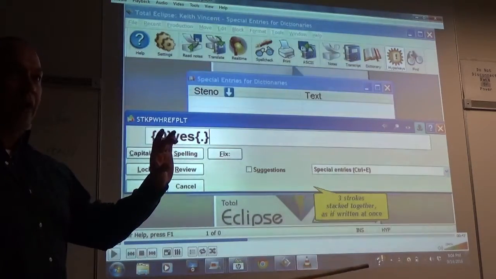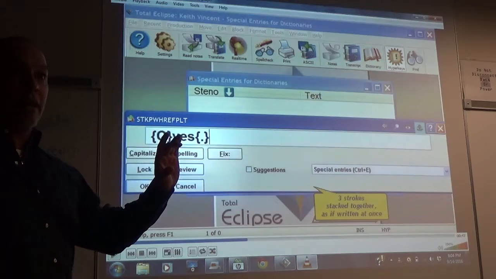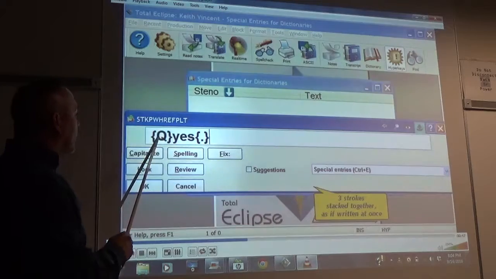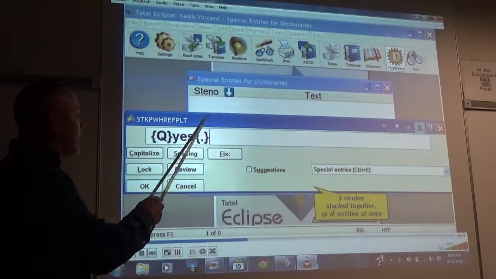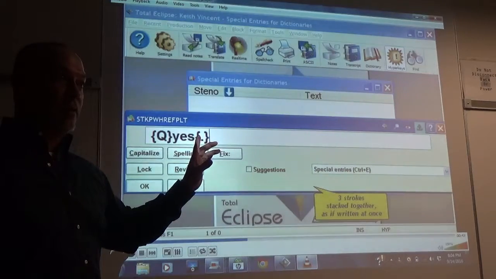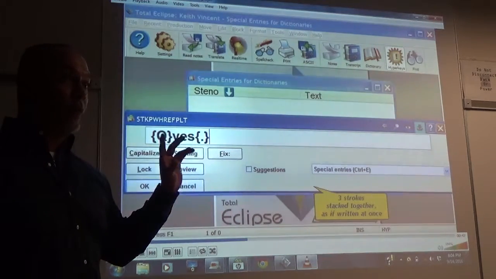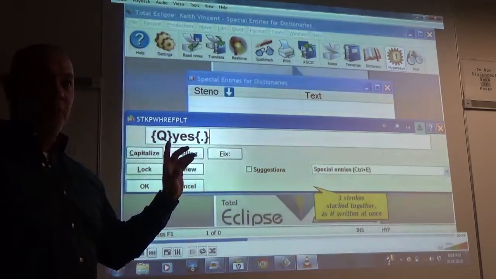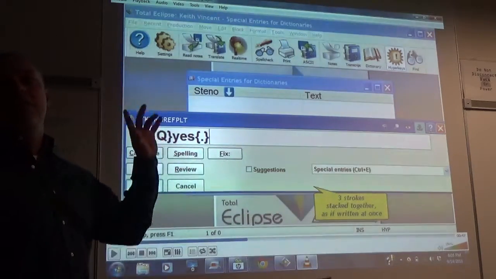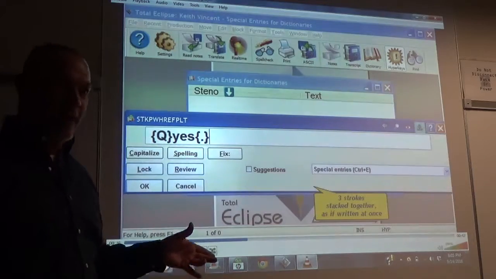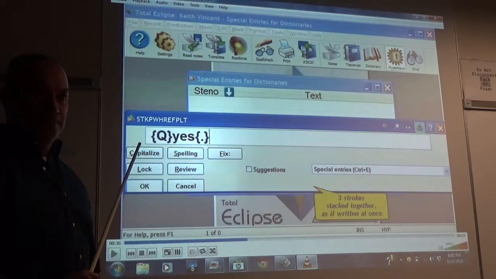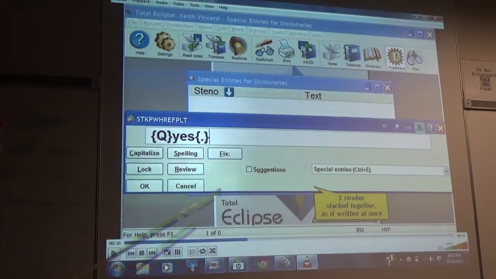You have to define it correctly, because if not, it's not going to come out the right way. Okay? So if you put open bracket, Q, yes, period, close bracket, it's not going to come out the way that you need it to. So be careful with the way that you define it. It's very, very important the way that you define it. Okay? All right? So that's how you do it.